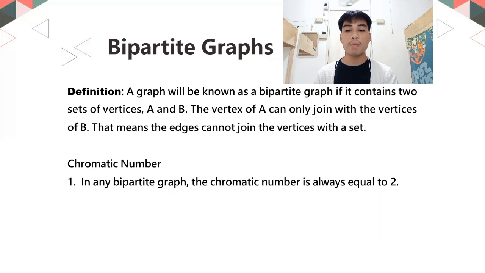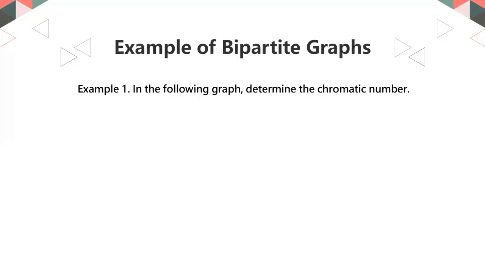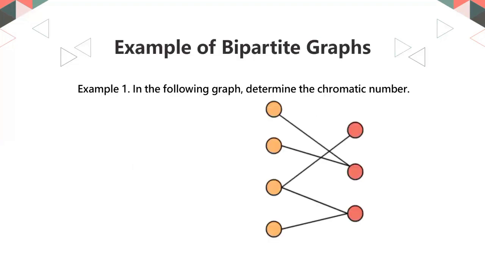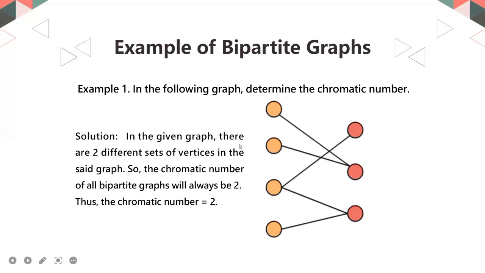So, considering the properties in determining the chromatic number for bipartite graphs, in any bipartite graph, the chromatic number is always equal to 2. For example, considering this graph, this is set A and this is set B. So in the given graph, there are 2 different sets of vertices. So the chromatic number of all bipartite graphs will always be 2. No matter how many vertices there are, like 20 or 10, 50 or 25, the chromatic number will always be equal to 2.